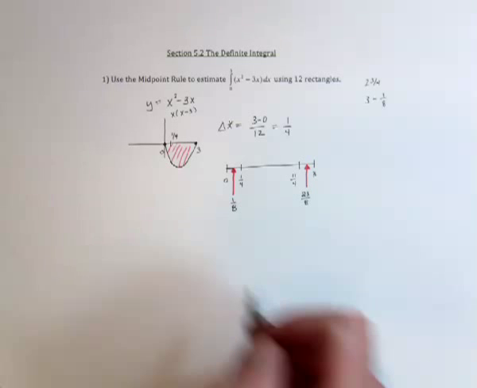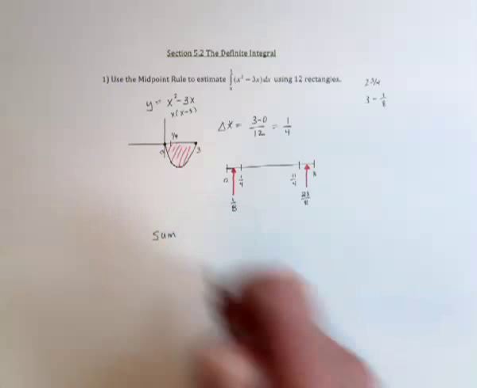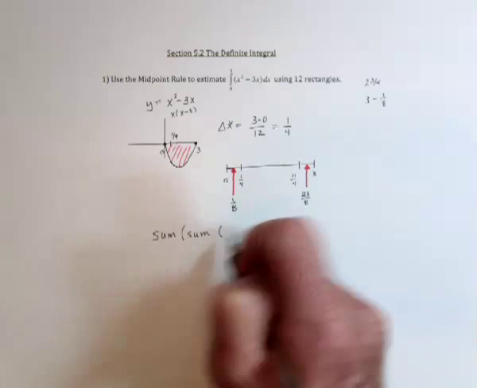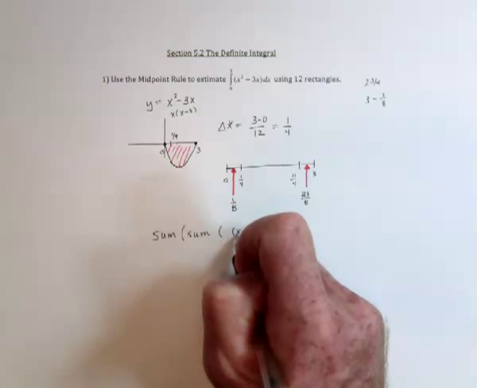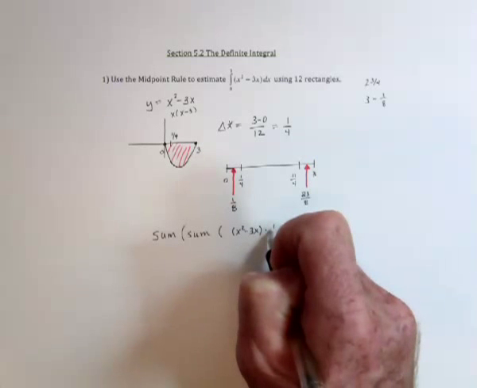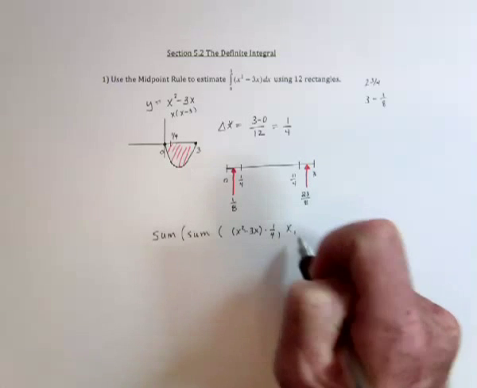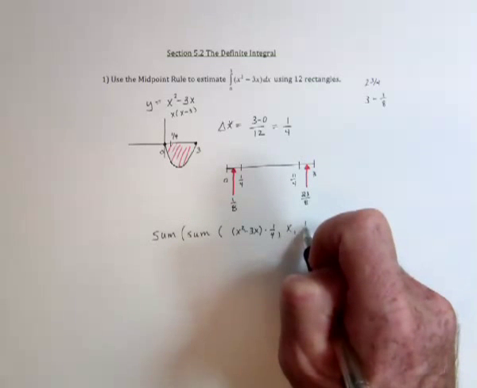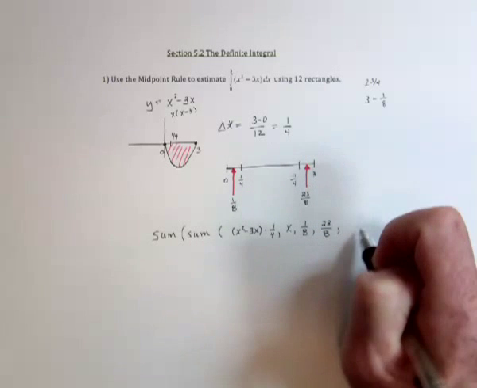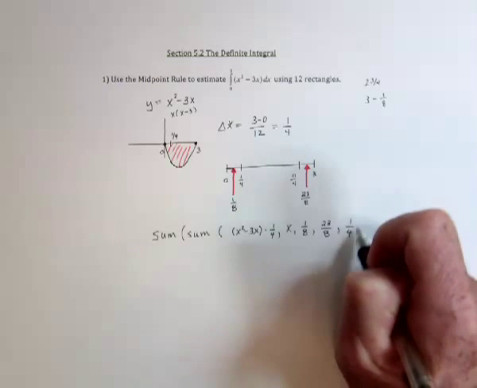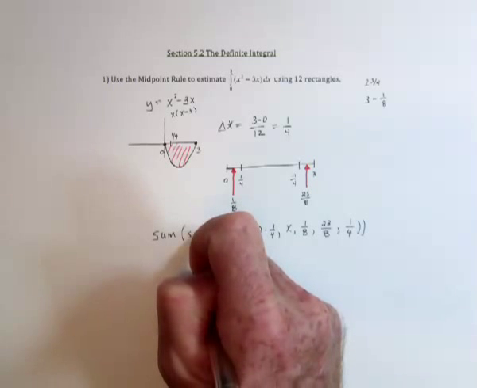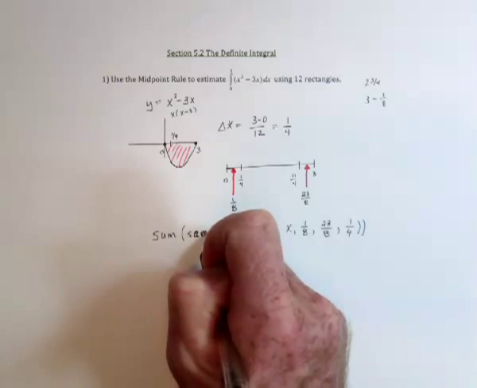And then we can find the area of those 12 rectangles using the calculator. Sum this sequence. So we need the function x squared minus 3x for the height times the width of each one, which is 1/4, delta x. Tell the calculator that x is the variable and where you want to start, where you want it to stop, and what the increment is, which is delta x. This is sum the sequence.